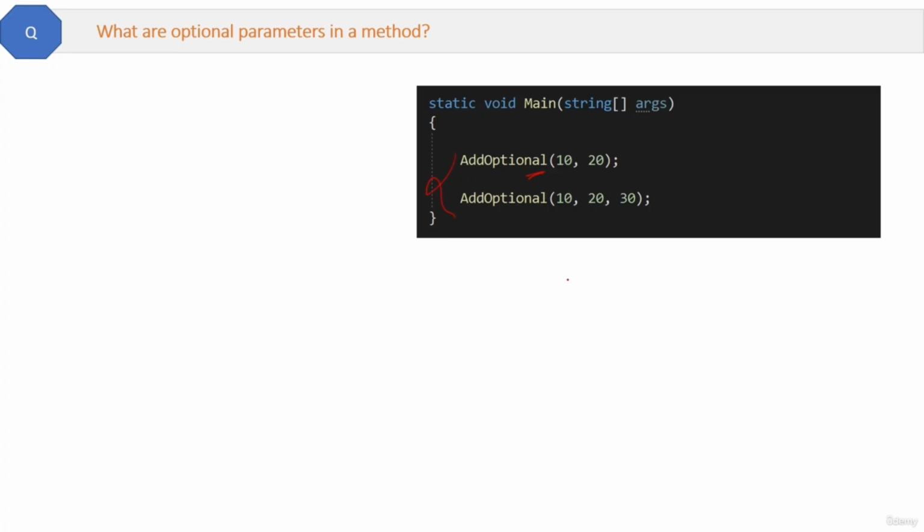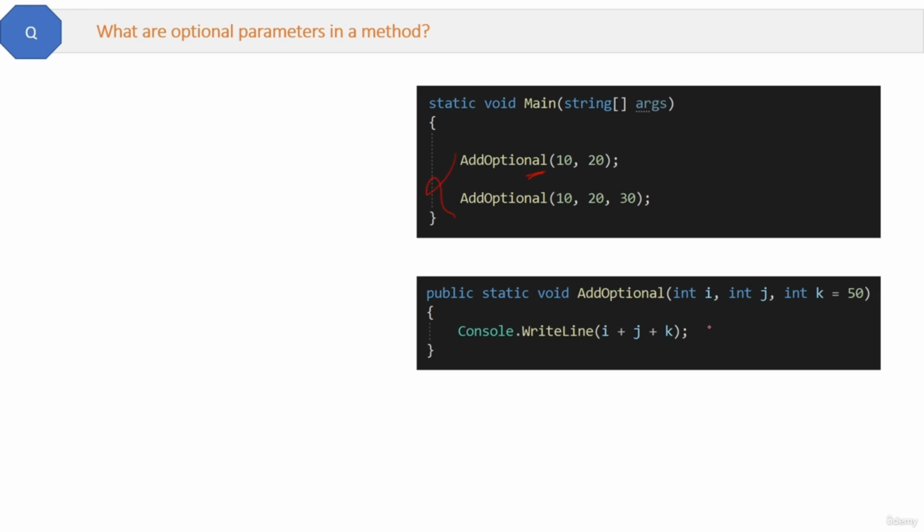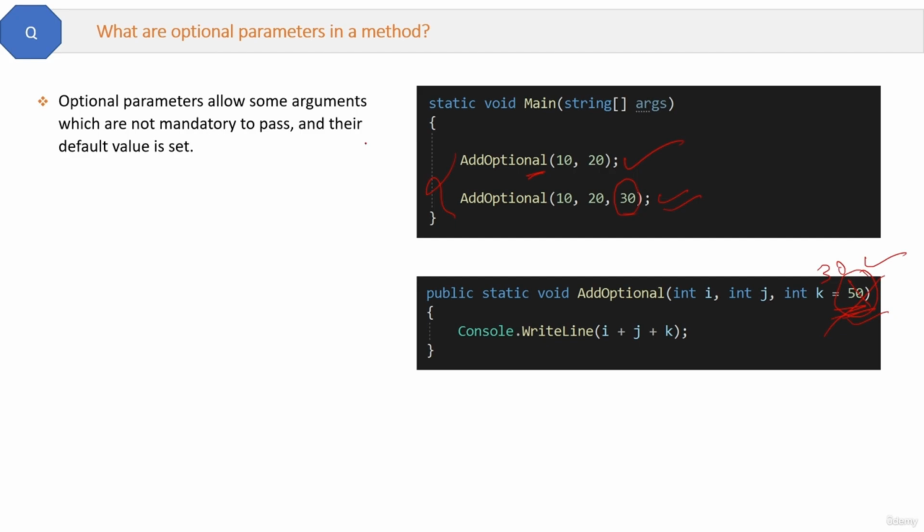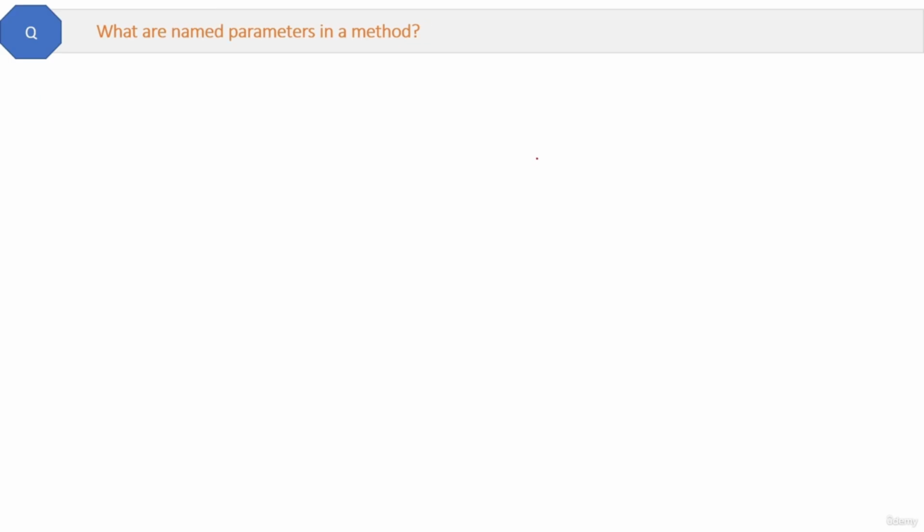We have only one method here like this. Now this method has a third parameter with a default value. So this third parameter is an optional parameter. When you do not pass this third parameter to the method, then the default value will be taken. Right now the default value is 50. And if we call the method with the third parameter, like 3 parameters, then the value which is passed is taken and it will ignore the default value. So the definition is: optional parameters allow some arguments which are not mandatory to pass, and their default value is set. That's it.